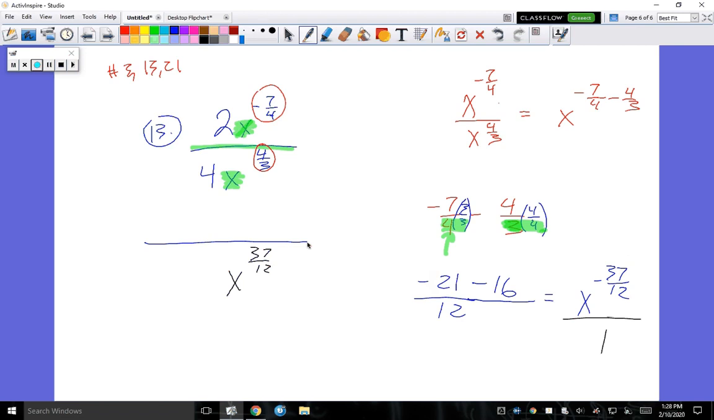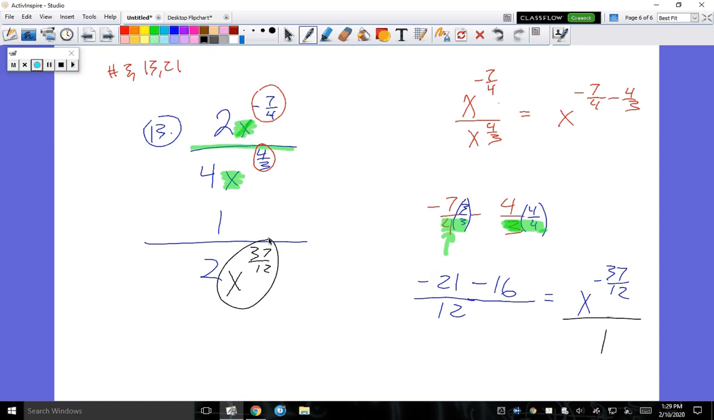I'm not there yet. The 2 and the 4 will reduce to 1/2. So you have 2x to the 37 over 12 in the denominator and a 1 in the numerator. Okay? Now, here comes the question. This is in radical form, like a radical is underneath, in the denominator right now.